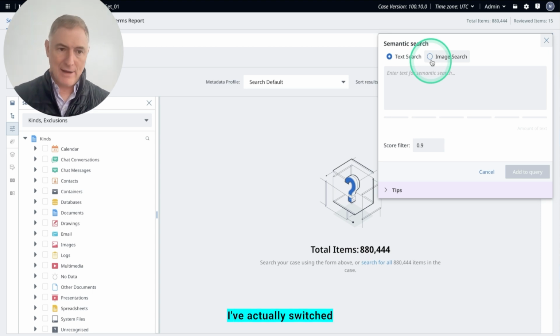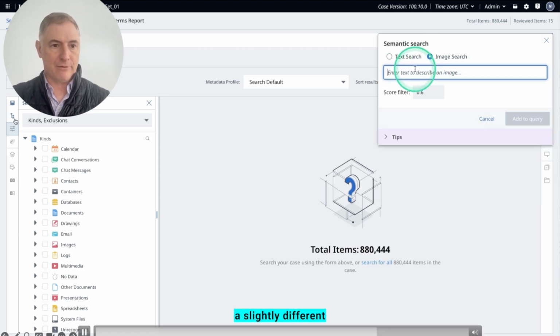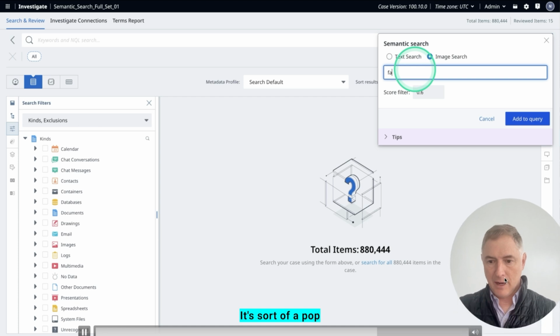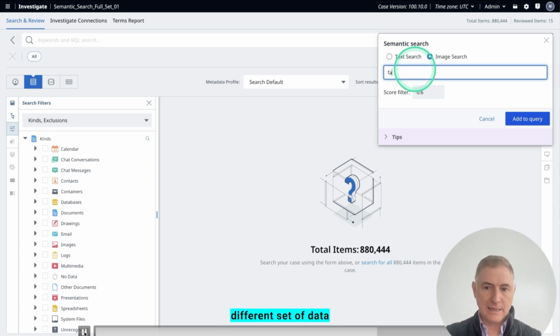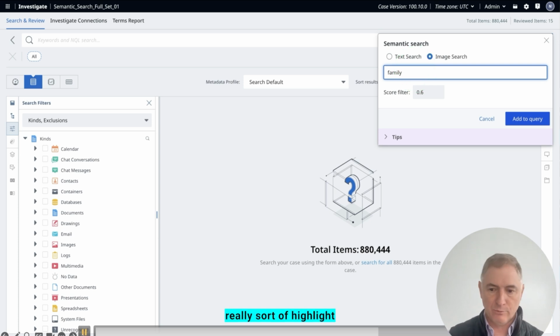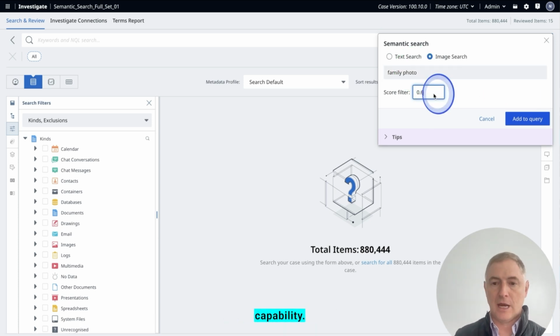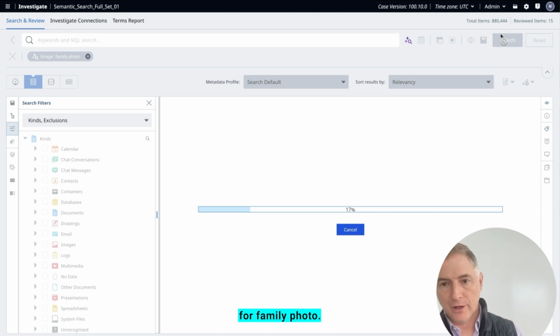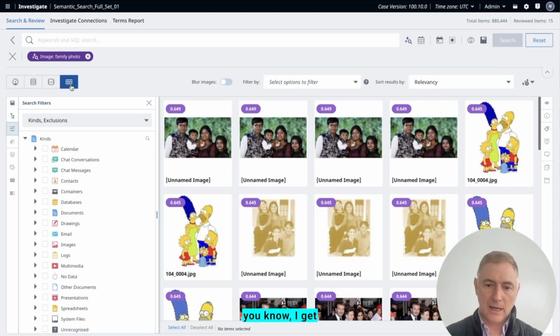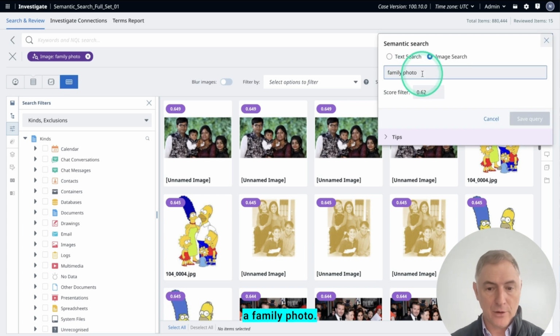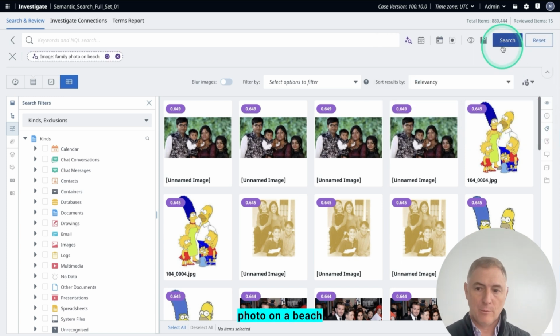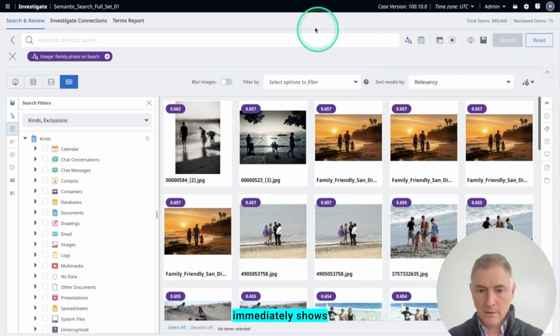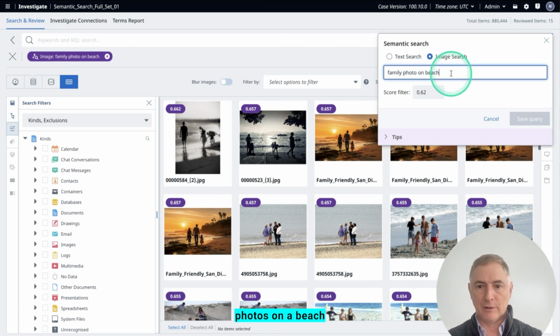Now I've actually switched cases. This is a slightly different set of data, with a lot more image data. But I think it really highlights the power of the semantic search capability. So I'm going to search for family photo. And again, I get all manner of different family photos. I always find it funny that The Simpsons is also considered a family photo. But now family photo on a beach. Again, it immediately shows what are clearly family photos on a beach, and then with a dog.